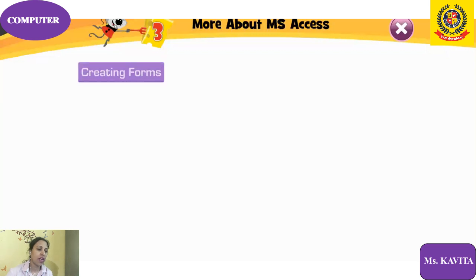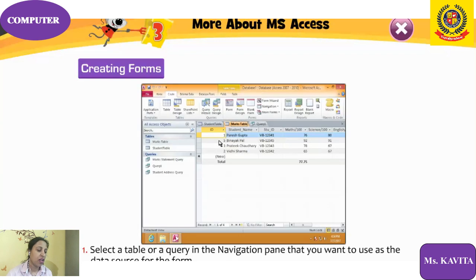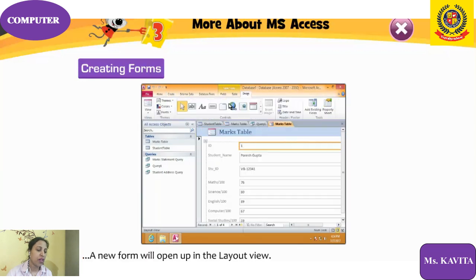So how to create a form? To create a form, the steps are given below. Select the table or query in the navigation pane that you want to use as the data source for the form. First, select the table or query. Click on the Create tab, in the Forms group, select the Form button. A new form will open in layout view.